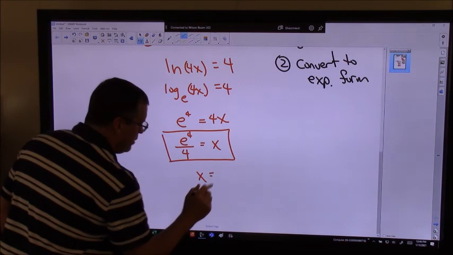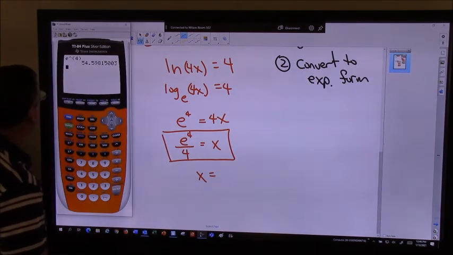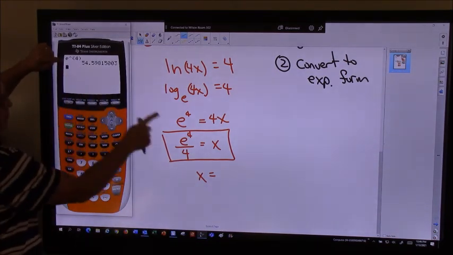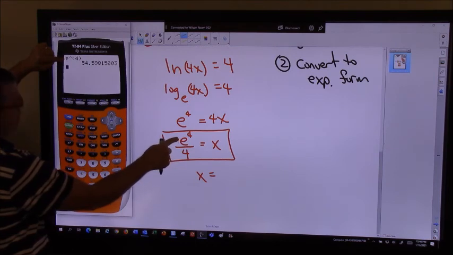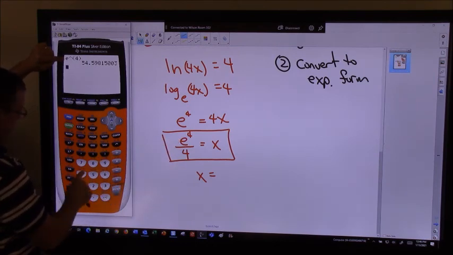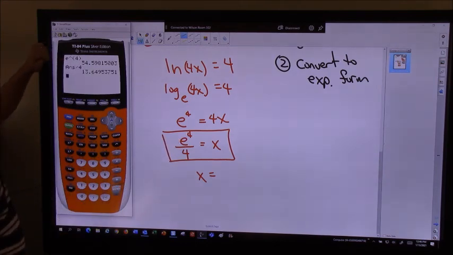We'll just say x equals, I'll go back to my calculator. Let's see, I just did e to the fourth, and I got 54.598, so now I just need to divide by 4. And there we go, 13.650.